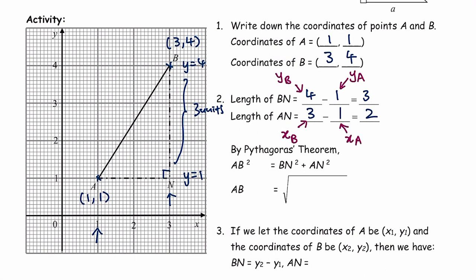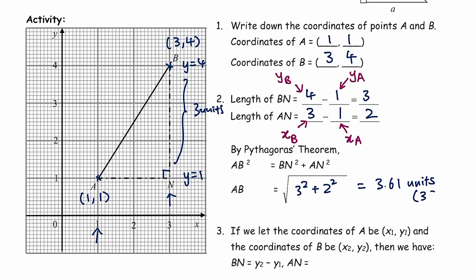So we're not done for this part. Next we will use Pythagoras theorem, which is AB squared, the longest side squared, equals BN squared plus AN squared. That's basically just 3 squared plus 2 squared. And if you are interested in the final answer, that's going to be 3.61 units.